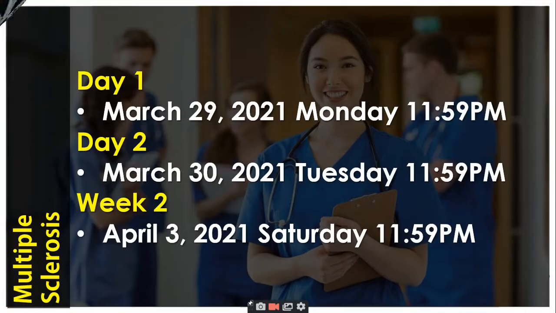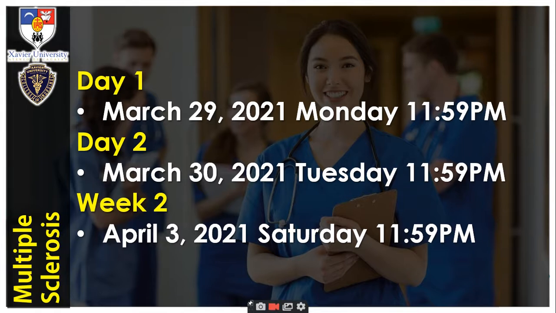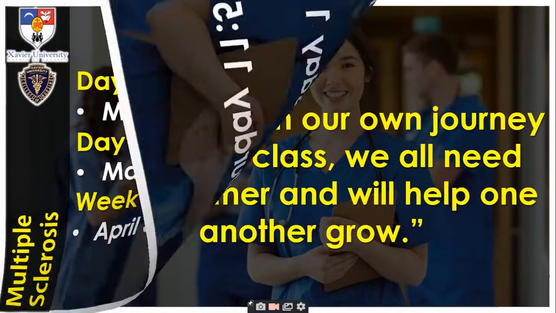Deadline of submission for your requirements. For day 1, the deadline is March 29, 2021, Monday, 11:59 p.m. For day 2, deadline is March 30, 2021, Tuesday, 11:59 p.m. For week 2 requirements, deadline is April 3, 2021, Saturday, 11:59 p.m.